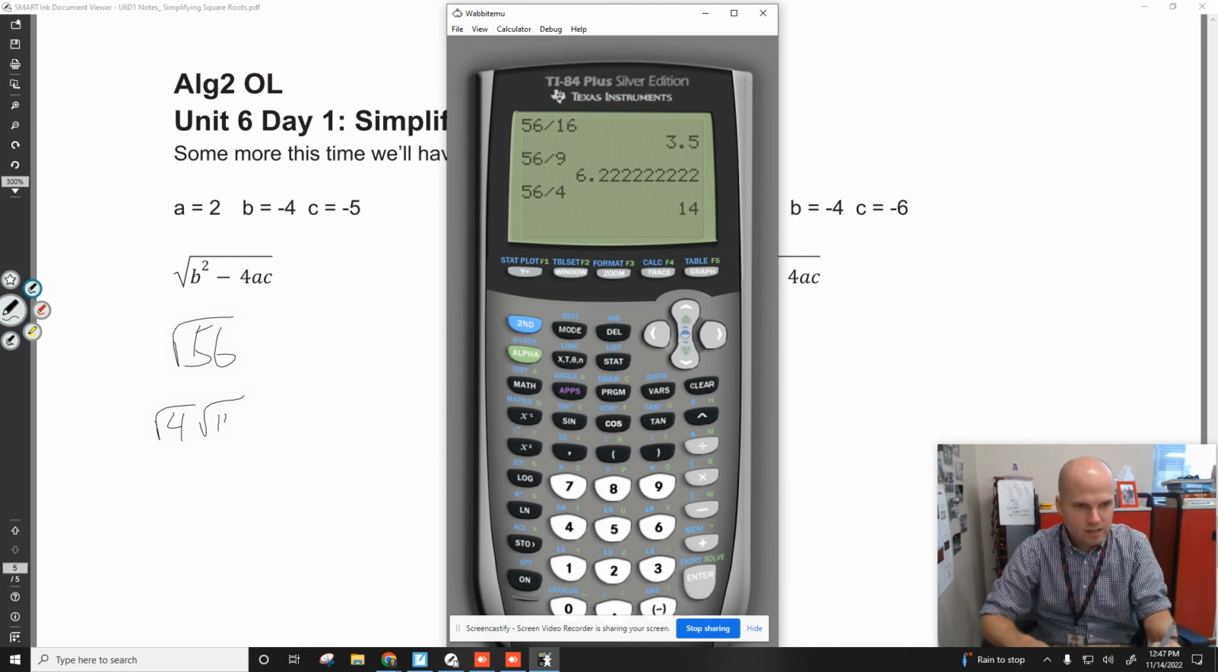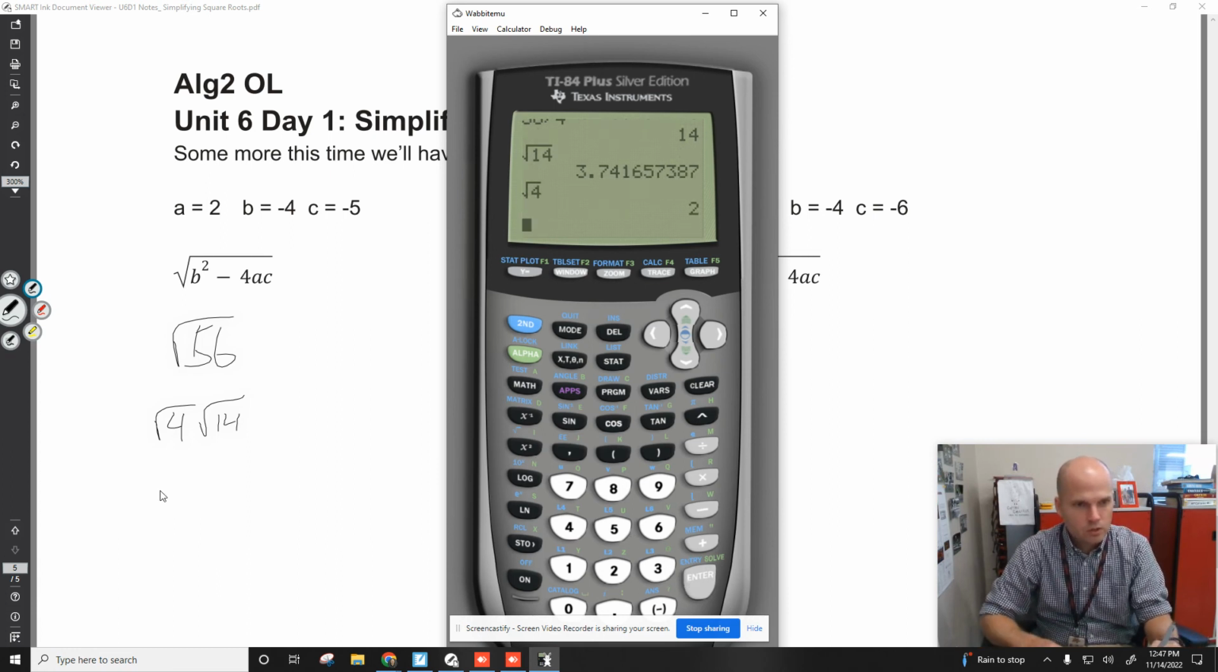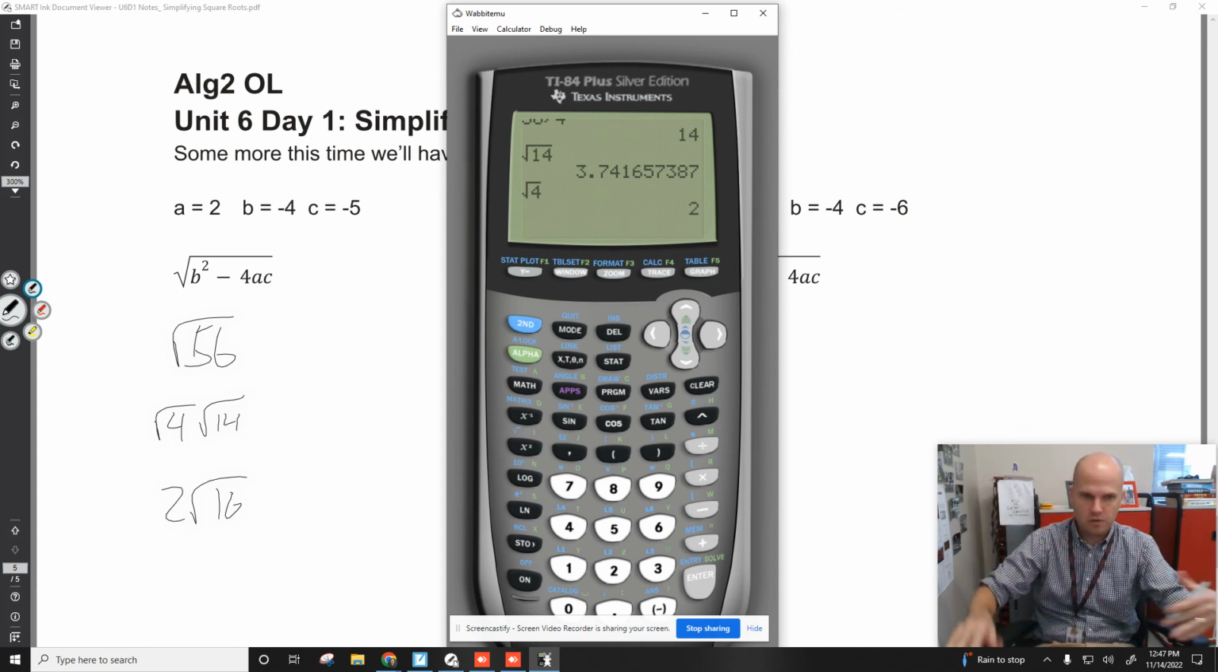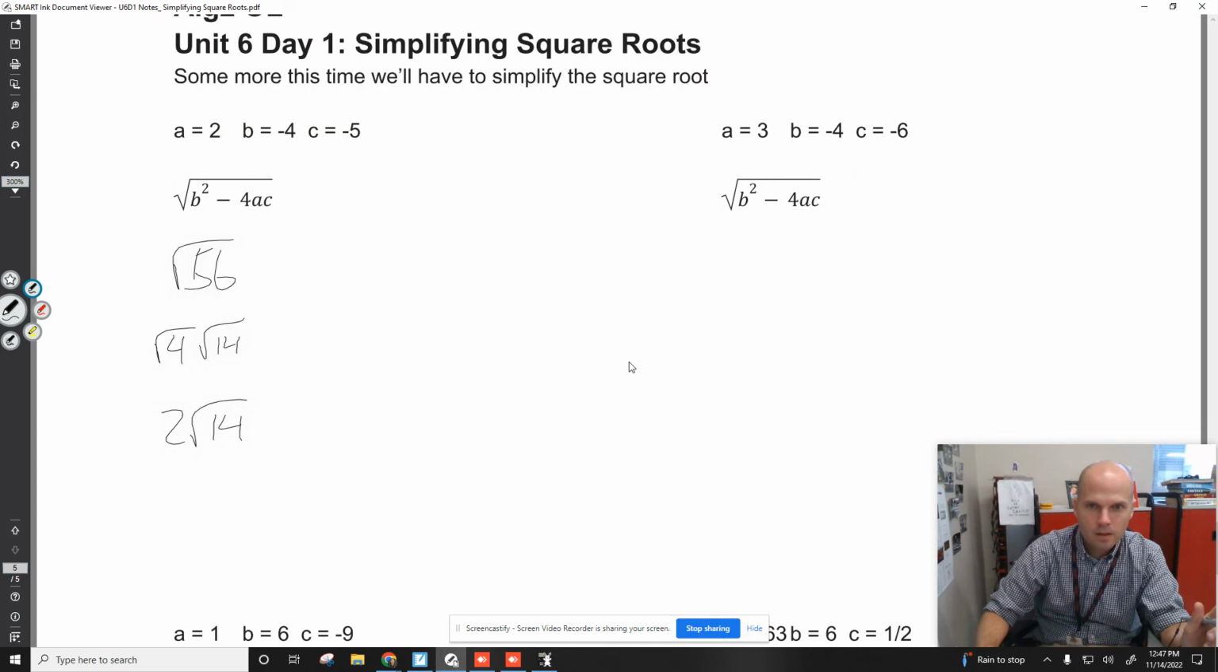You cannot take the square root of 14. It's a decimal. You can't divide any more numbers out of 14. But you can take the square root of 4. The square root of 4 is 2. 2 root 14 is the same as b squared minus 4ac square rooted at the beginning. I don't know why I kept writing 16. This is a 14.